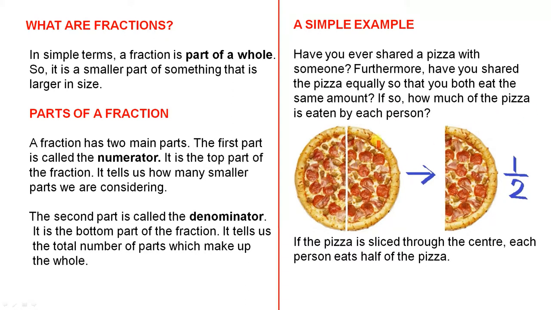So here is a pizza, and we slice it right down the middle. So what do we get? That's called 1/2. It's one piece out of a total of two. So can you see here there are two pieces, and this one here is one piece. That's why we write 1/2, meaning a half. So if the pizza is sliced through the center, each person eats half of the pizza.